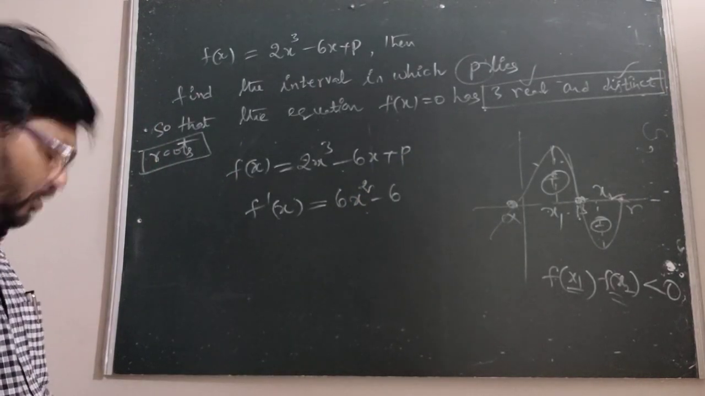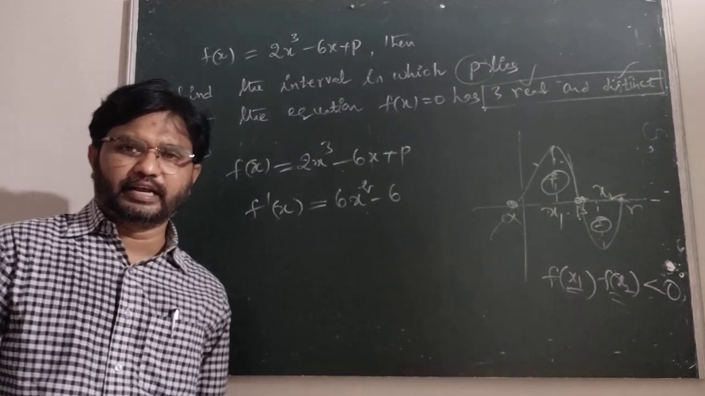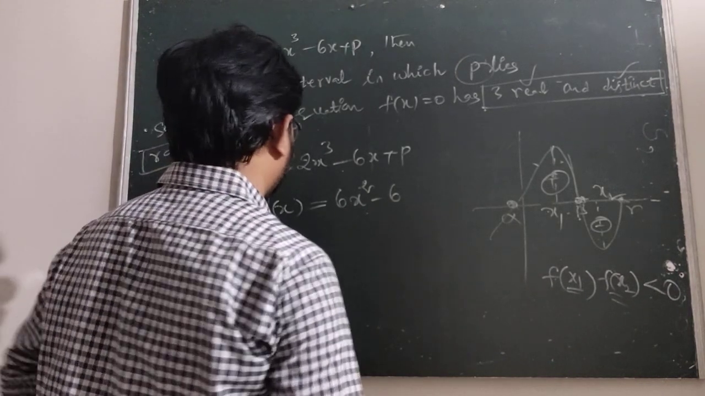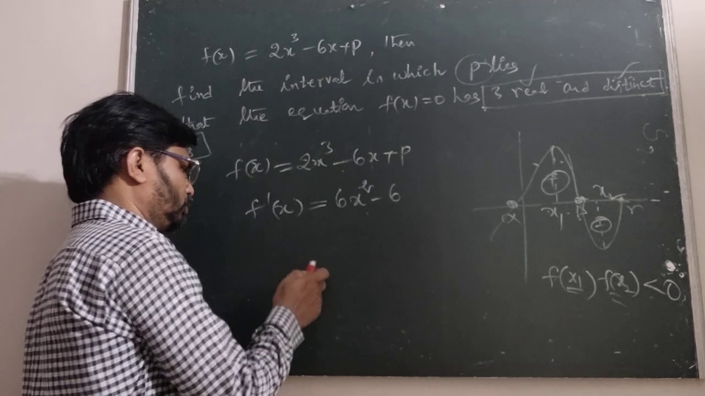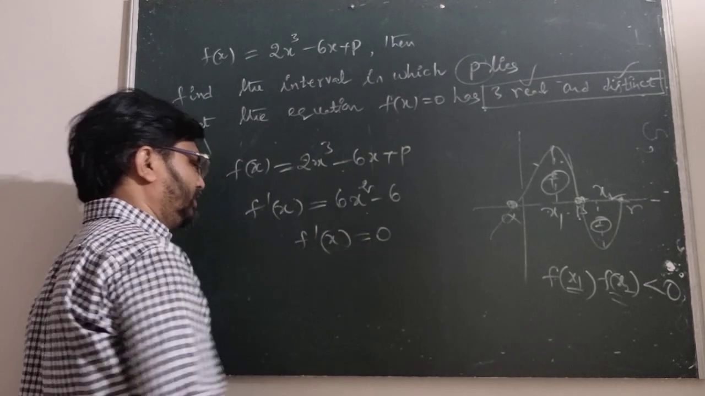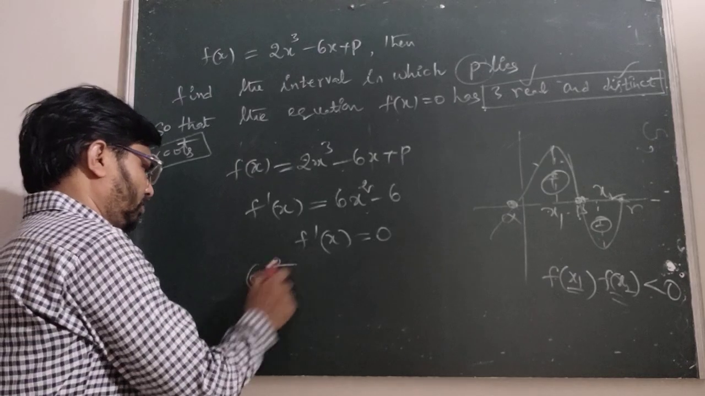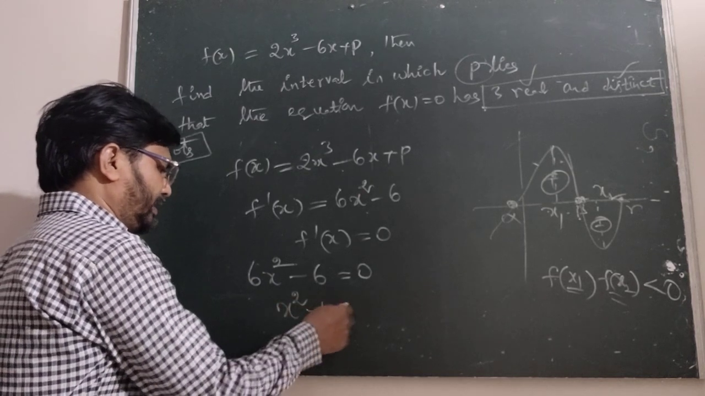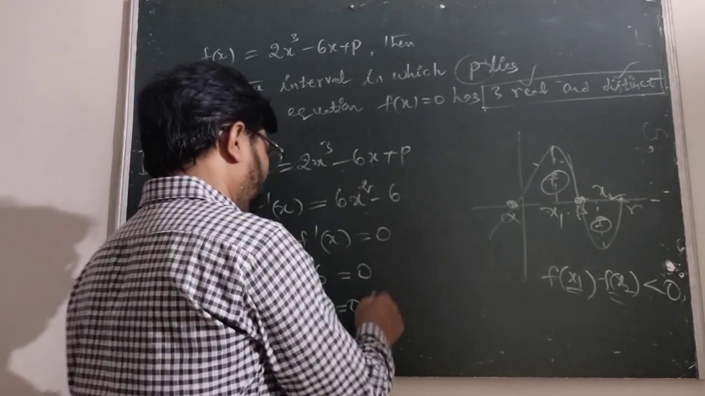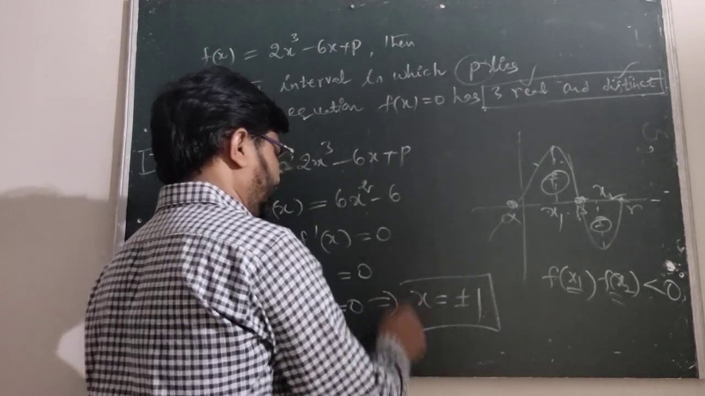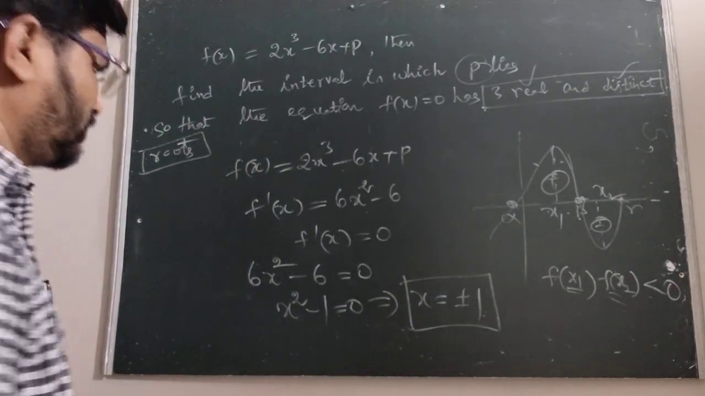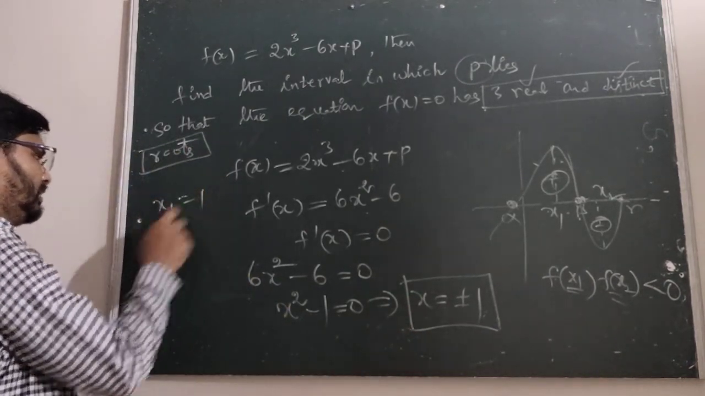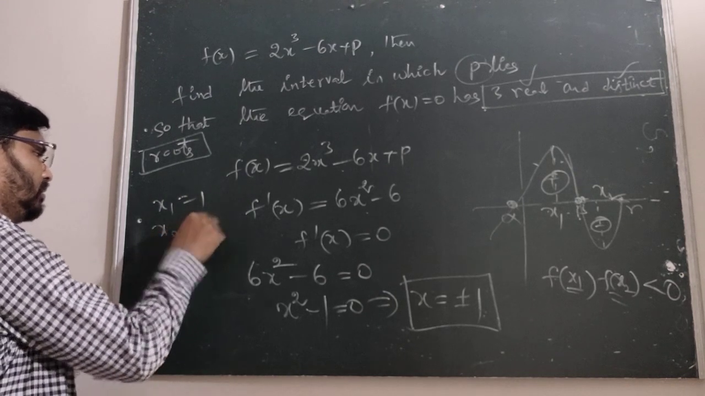Undoubtedly, the discriminant must be greater than 0. Now we find the roots of f'(x) = 0. That is 6x² - 6 = 0, that is x² - 1 = 0, which implies x = ±1. Therefore x1 is 1 and x2 is -1.